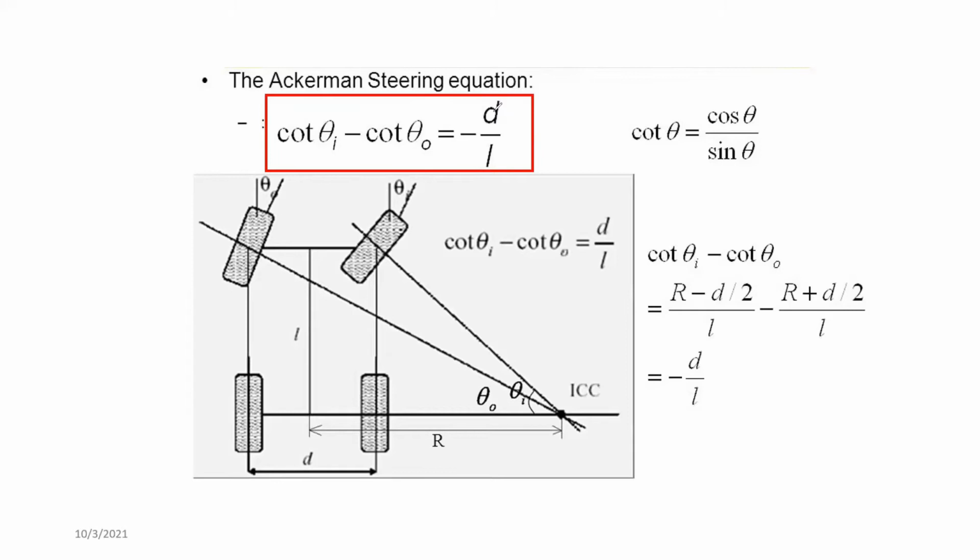Here d means the distance between the two wheels, so the wheel track, right? And L means the distance between the front and rear axles. So that's the wheel base. So this equation you guys have to remember, right? This equation you have to remember.